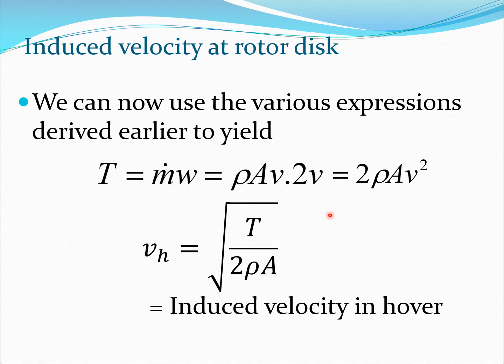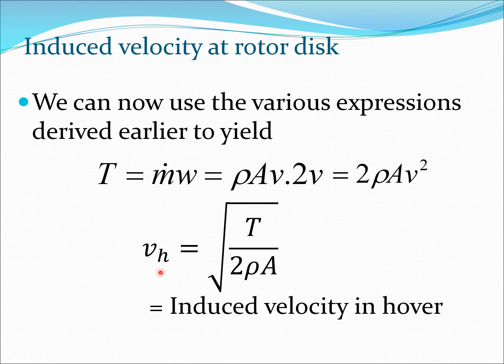So now let's turn our attention to the induced velocity. We know that T equals m dot W, and m dot is rho A v, W is 2v. So from this I can write T equals 2 rho A v square. And from this I can solve for v_h. v_h is root of T by 2 rho A.